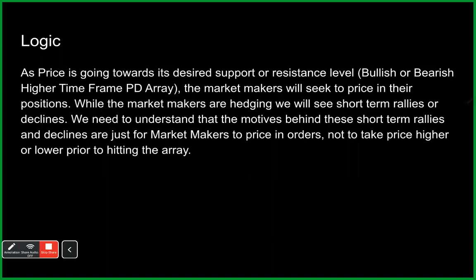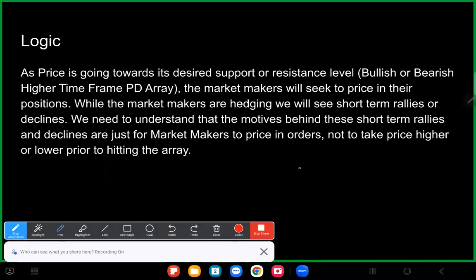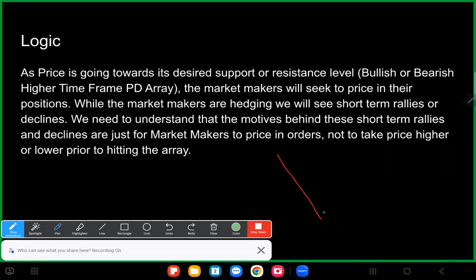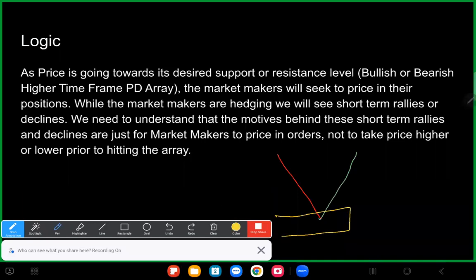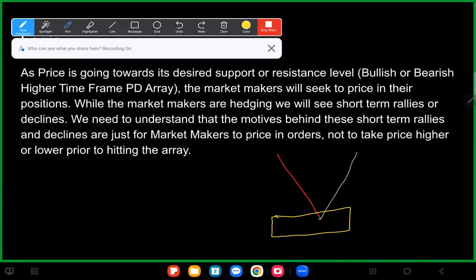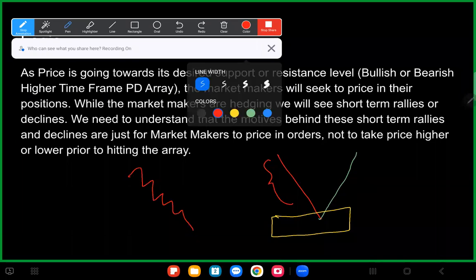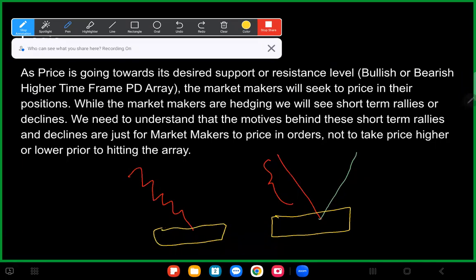So let me just draw in what I mean real quick. Let's say that we have the sell side of the curve here, and then we have the buy side of the curve right here. And then let's also imagine that this is our PD array. If we were to zoom in on the sell side of the curve, it would look something like this, and then price would make its way towards that array. And if we were to zoom in on the buy side of the curve, price would be doing something like this.